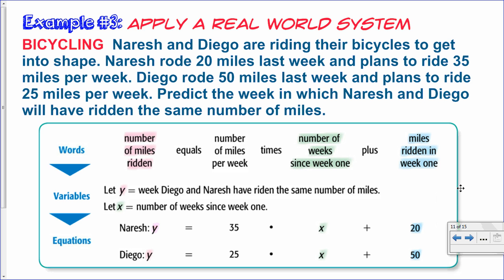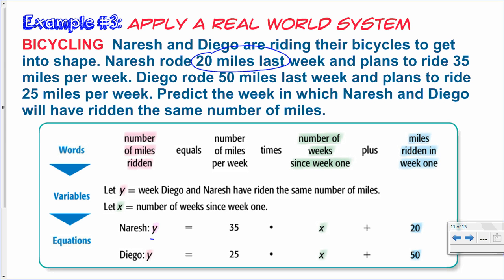Okay, Naresh and Diego are riding their bicycles to get in shape. Naresh rode 20 miles last week and plans to ride 35 miles per week. What's 35 miles per week? If I were to put these in an equation, what would that be? That'd be my slope, my rate of change, right? The 20 miles, what would that represent? The y-intercept. That's the starting point, isn't it?